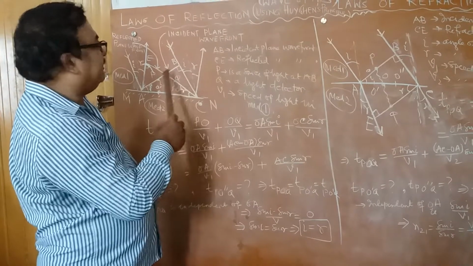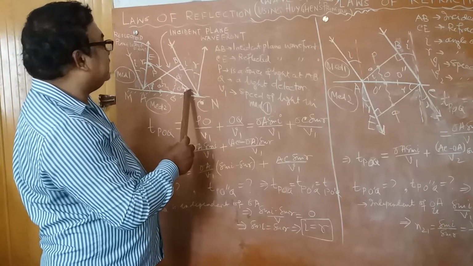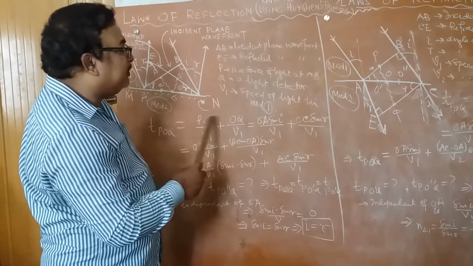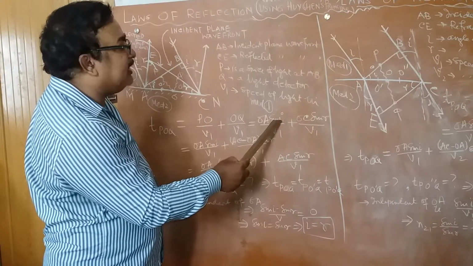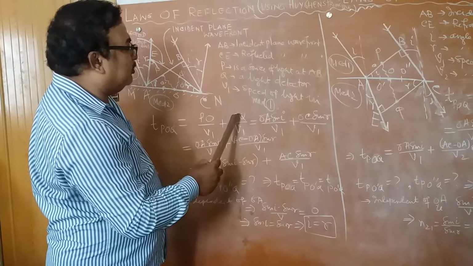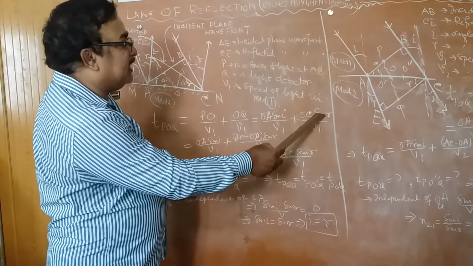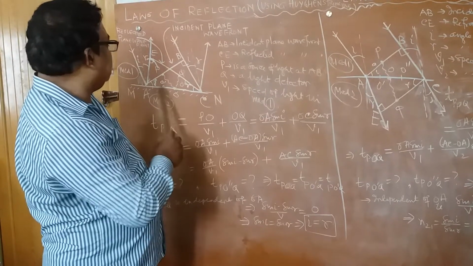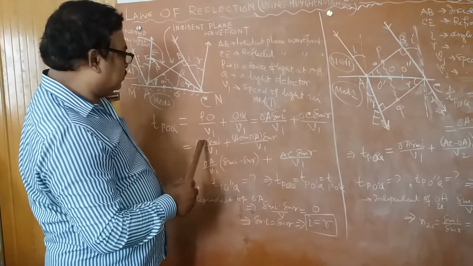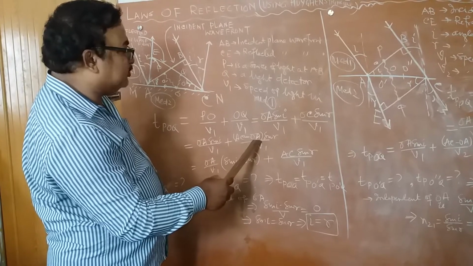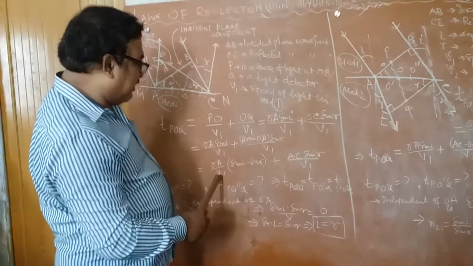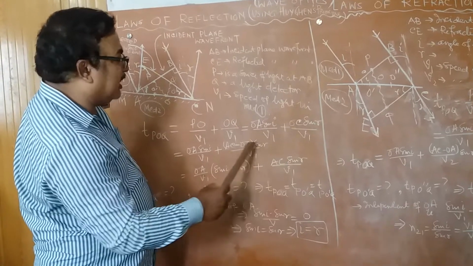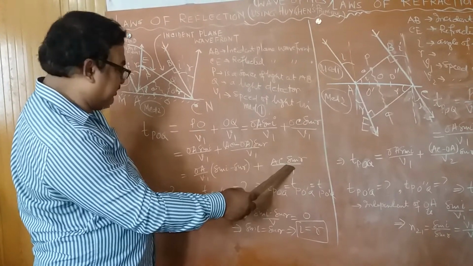This is wavefront. Wavefront is always normal to the incident ray direction. So this angle is R. Therefore, in place of PO we can write OA sin I, and in place of OQ we can write OC sin R. Now OC is AC minus OA. So here putting that value, AC minus OA. So OA by V1 common, so it is sin I minus sin R plus AC sin R by V1.